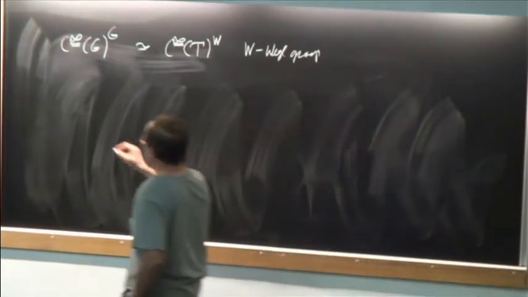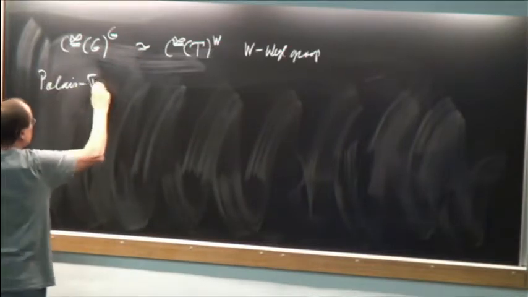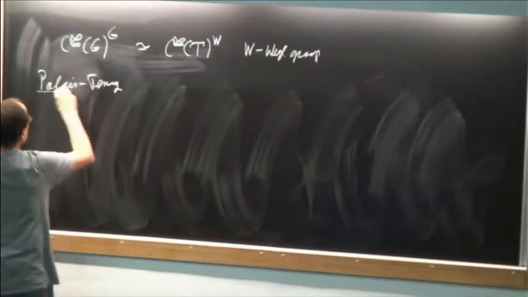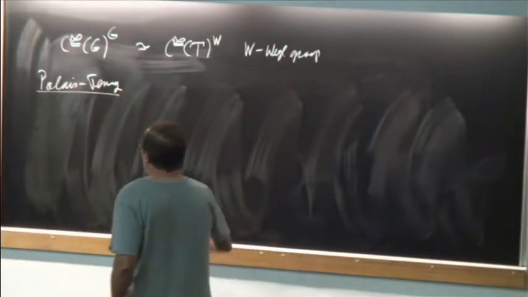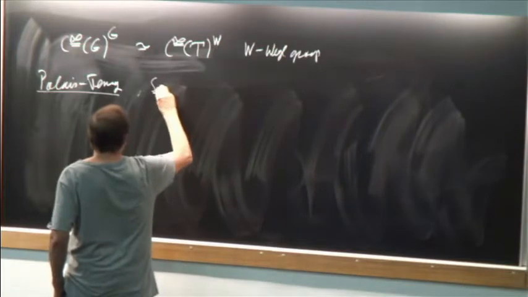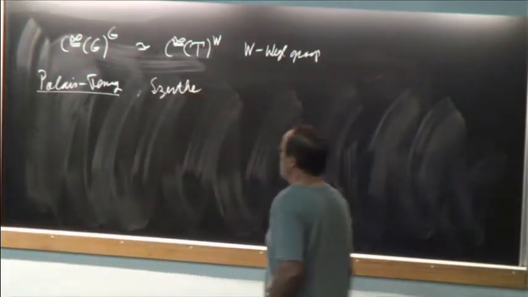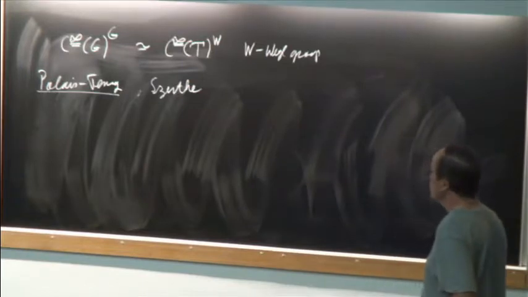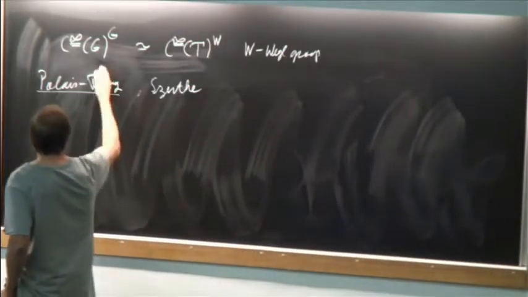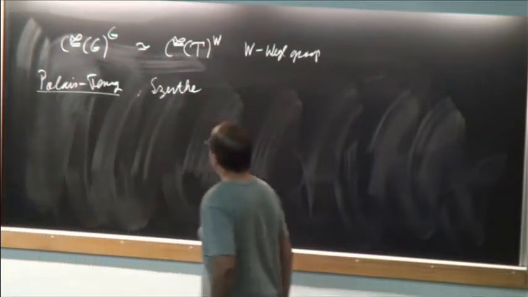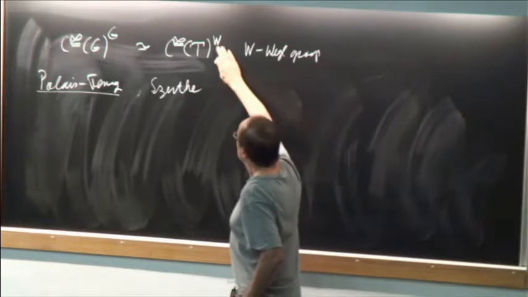Palais and Terng were interested in generalizing this property, and for this purpose invented this concept of polar actions. It's also studied independently for other reasons by Szenthe. So there are two papers, one by Palais and Terng, one by Szenthe, that studied these polar actions. And Palais and Terng proved the following analog of this kind of Chevalley property for Lie groups.